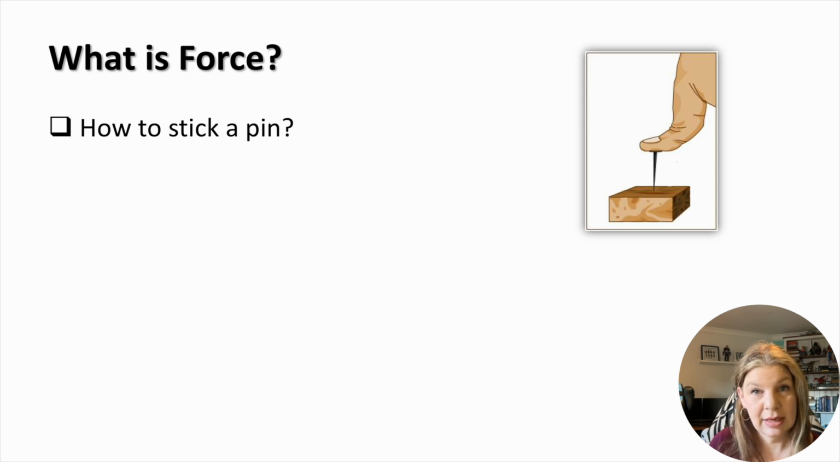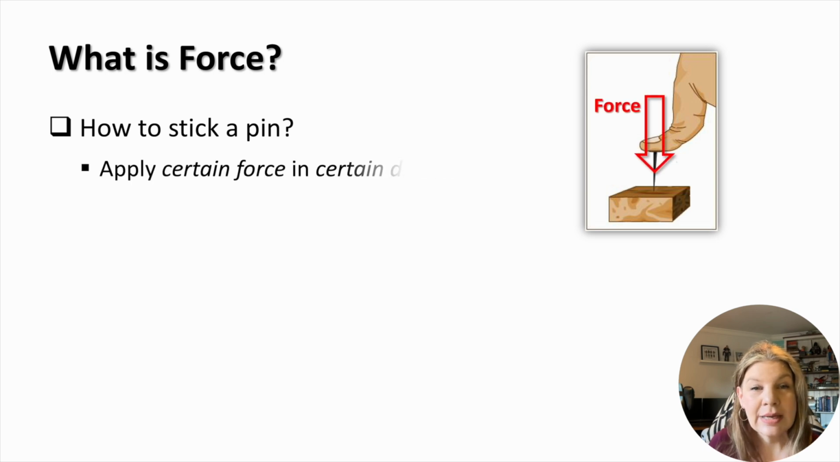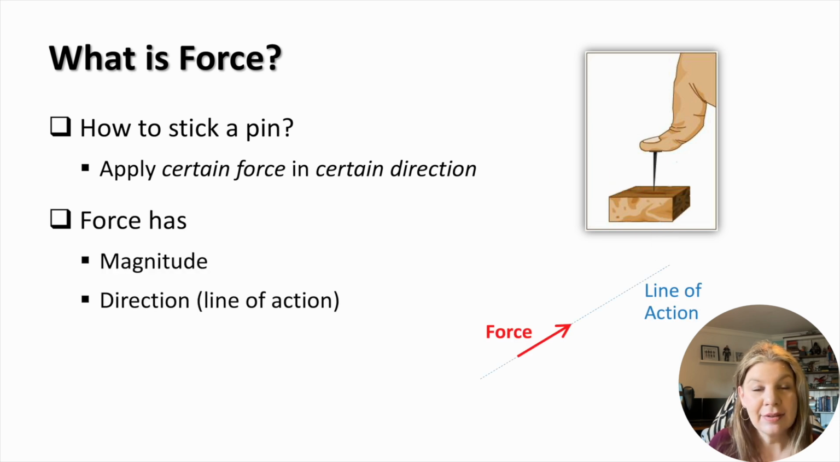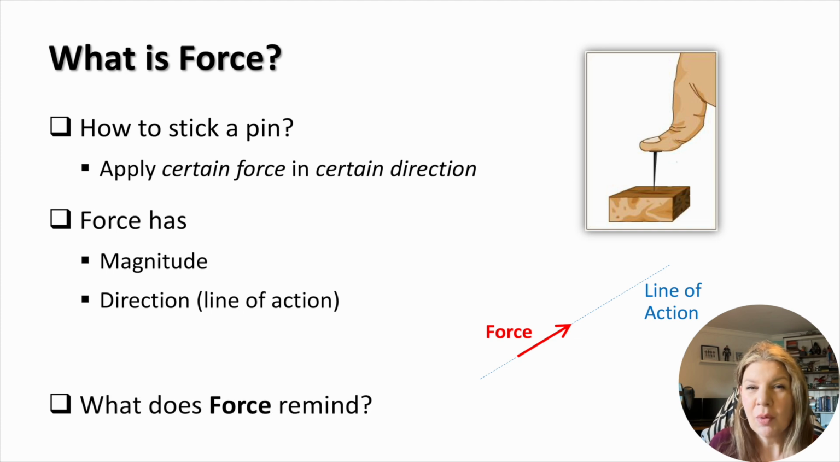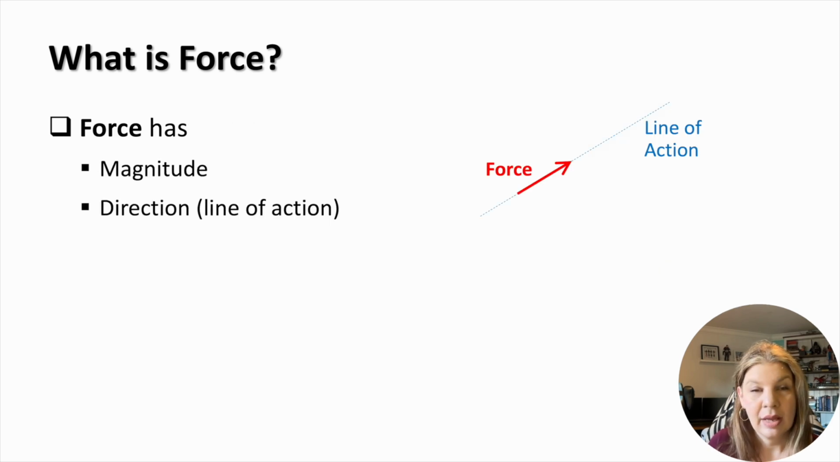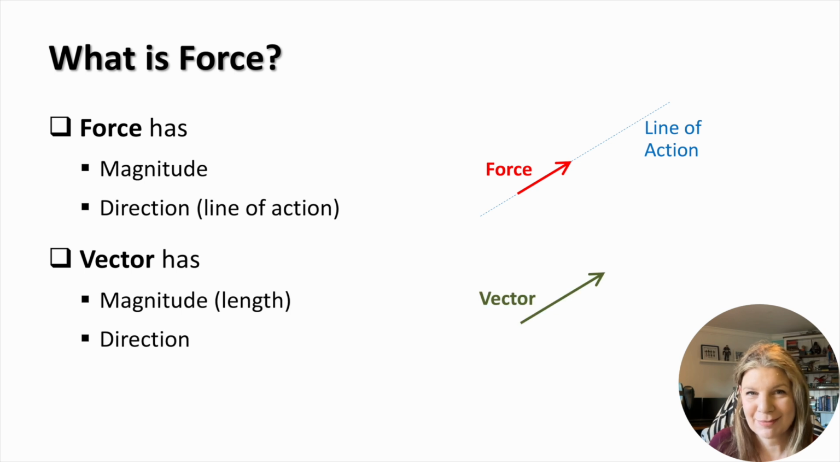If we want to stick a pin into a wall, we need to apply a certain force in a certain direction. As a result, force has magnitude and direction. The direction of the force is defined by the line of its action. What does a force remind us of? Force has magnitude and direction. A vector has magnitude and direction. Therefore, a force is a vector.